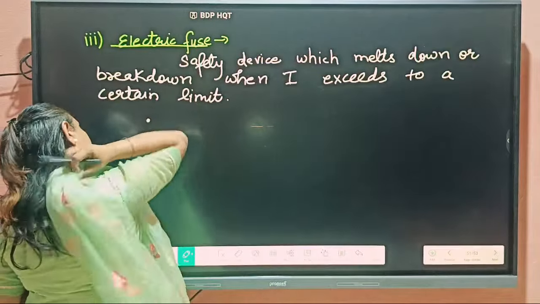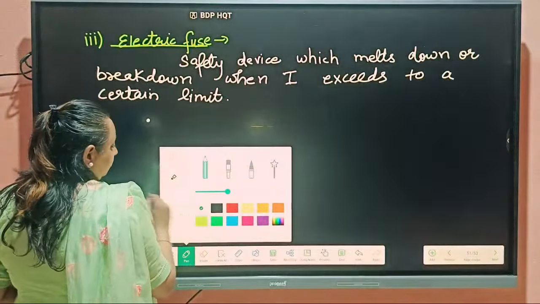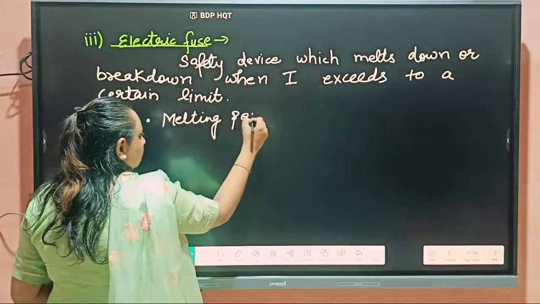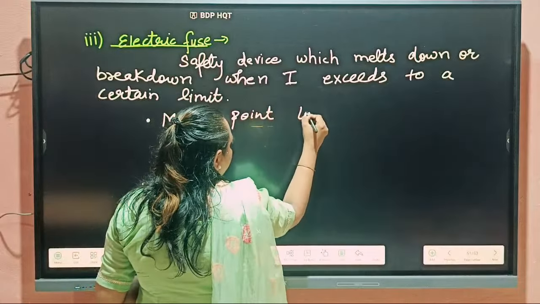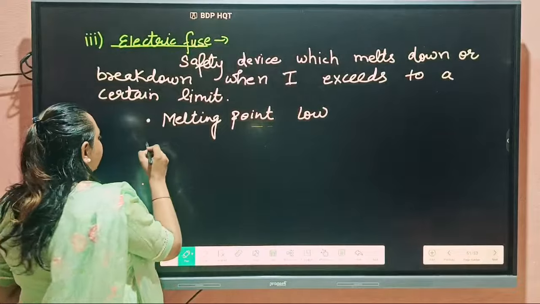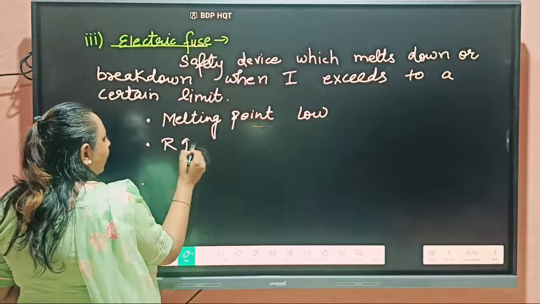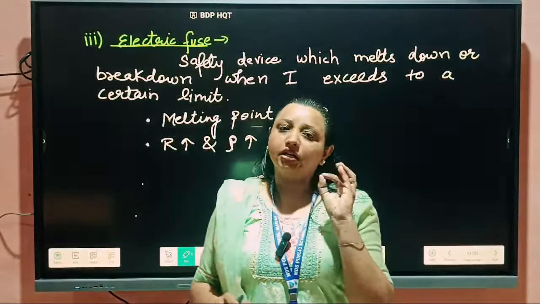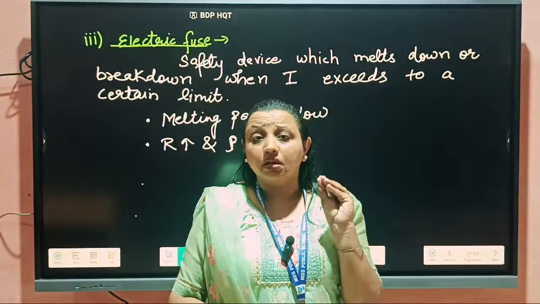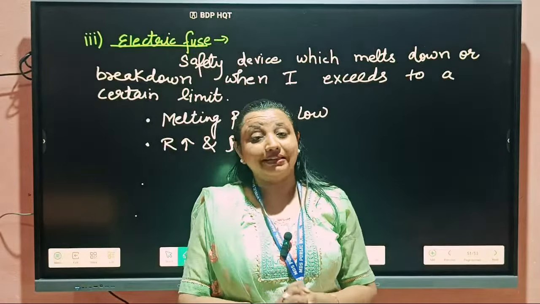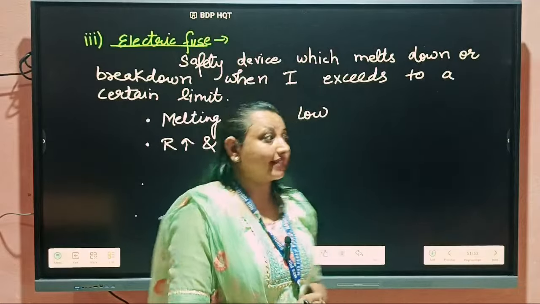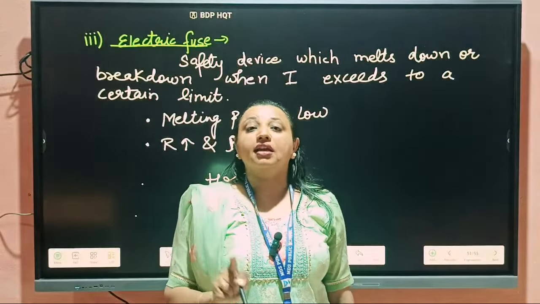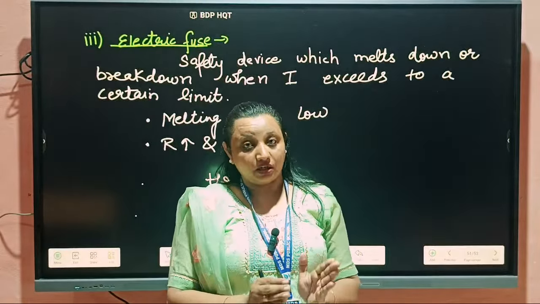So what are the properties of an electric fuse? Their melting point must be low. Okay? They have low melting point and they have high resistance and high resistivity. In appliances which are based on the heating effect of electric current, the resistance and resistivity must be high because H is directly proportional to R. If they have high resistance, they can produce a high amount of heat energy.